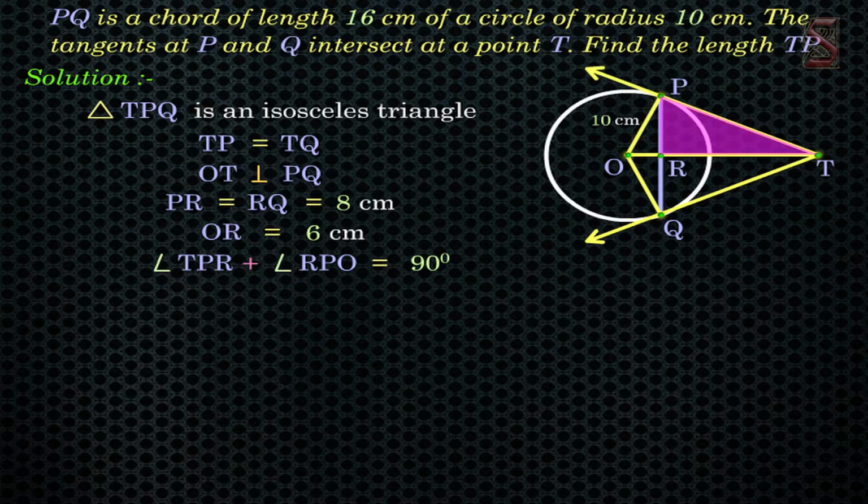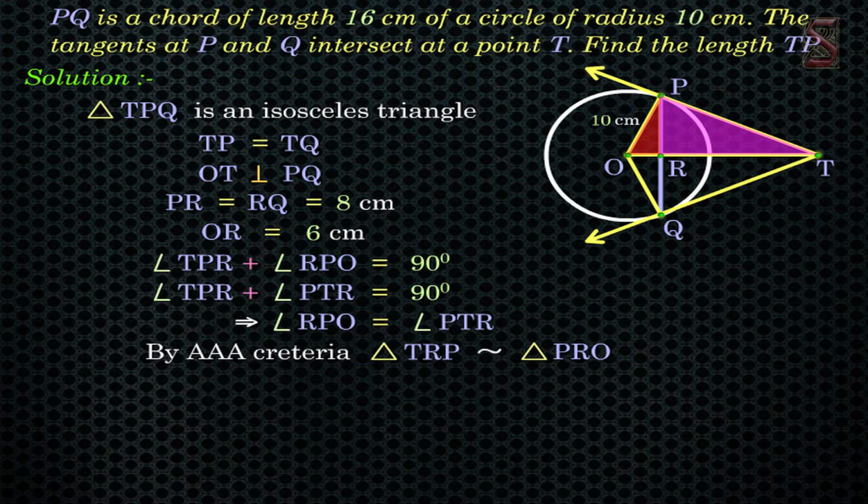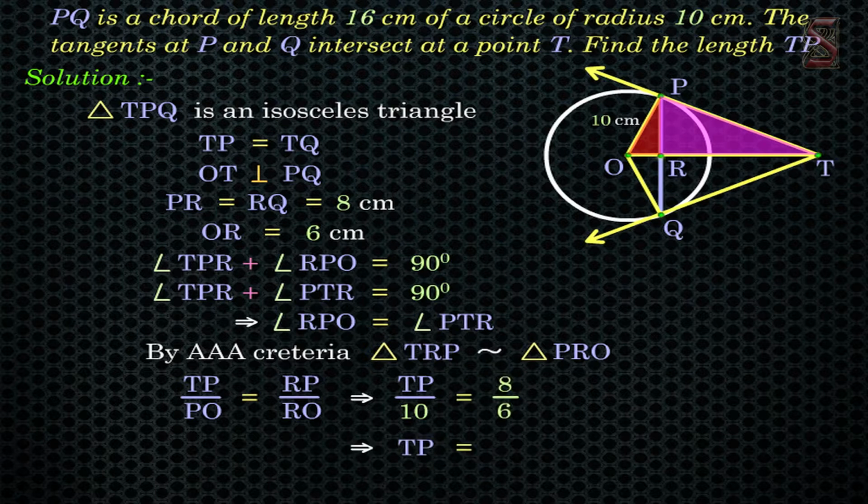In triangle PTR, angle PRT is equal to 90 degrees. Therefore, angle TPR plus angle PTR is equal to 90 degrees, which implies that angle RPO is equal to angle PTR. So, by AAA criteria, we have triangle TRP similar to triangle PRO. Now, when triangles are similar, corresponding sides are in proportion. So, we have TP by PO equals RP by RO. Substituting the values, we get TP by 10 equal to 8 by 6. So, TP is equal to 80 by 6, equal to 13.33 centimeters.